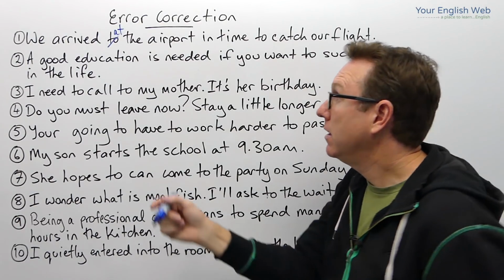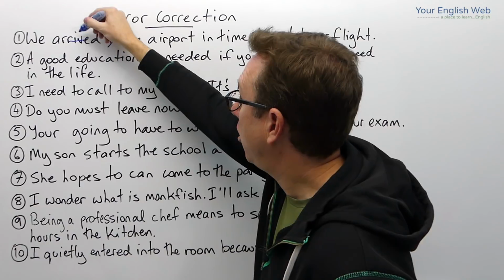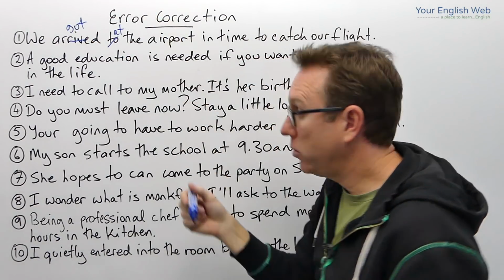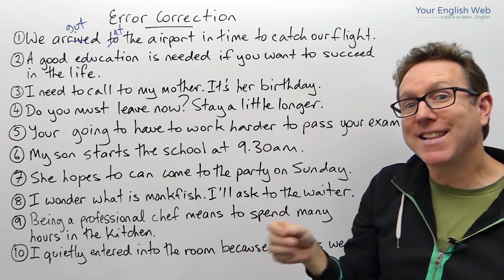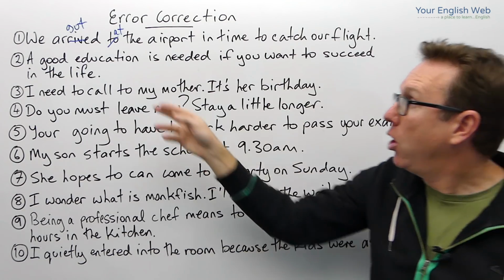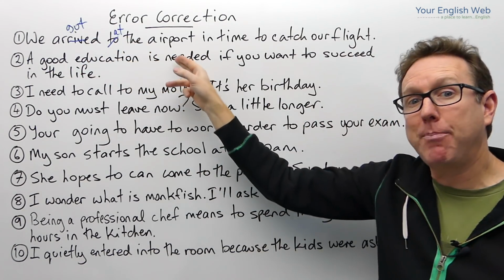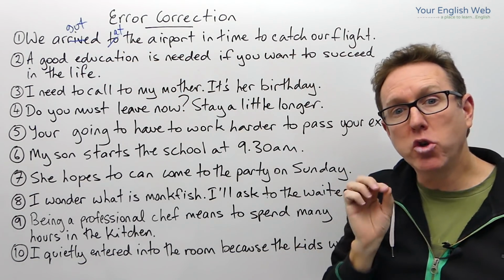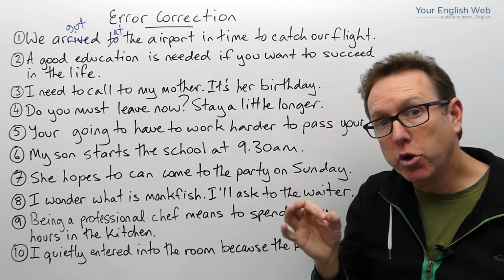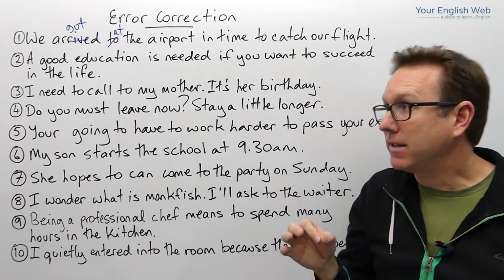Or we can simply change this verb here to got. And if we use got, we can say to. So we got to the airport in time, or we arrived at the airport in time. So those are the ways that we can correct that sentence here. Got to or arrive at.